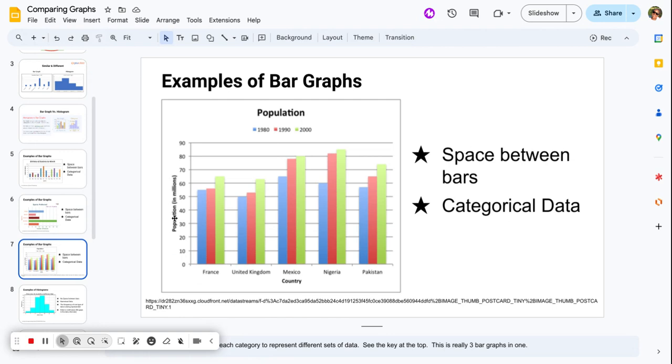Okay, here's another example of a bar graph that is basically comparing the years. So they had 1980, 1990, and 2000. And then here's the frequency that it happened. Okay, but at the bottom, you still have that categorical data, or the C.